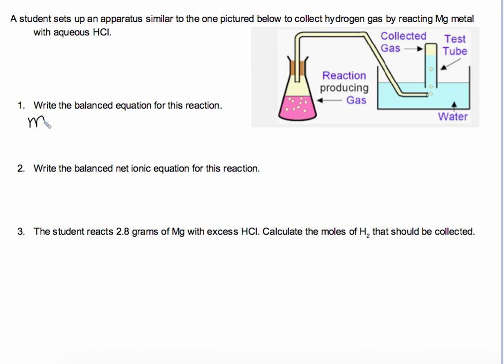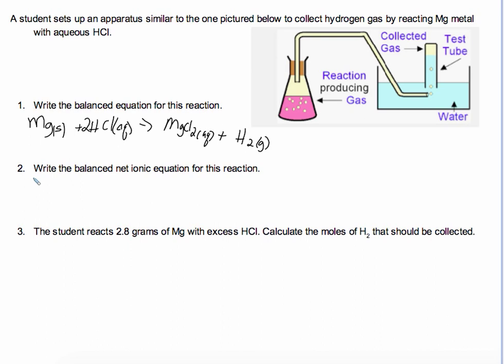So we would have magnesium metal, so it's a solid, plus HCl, aq. Okay, that's going to make magnesium chloride, which would be aq, plus hydrogen H2 gas. Okay, balance the equation, 2 and 2, so you put a 2 there.